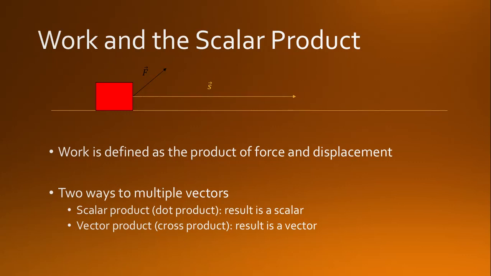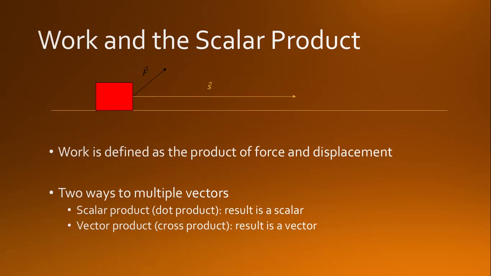The other way to multiply vectors, and we'll get to this a little bit later, is the vector product or the cross product. The result of the vector product is another vector. So you multiply two vectors together and you get a third vector as the result. We'll take a look at that in a little more detail later on.